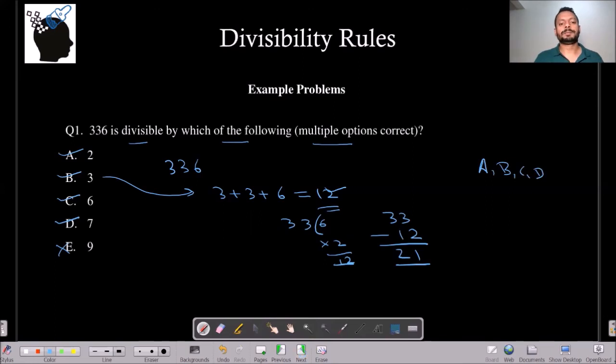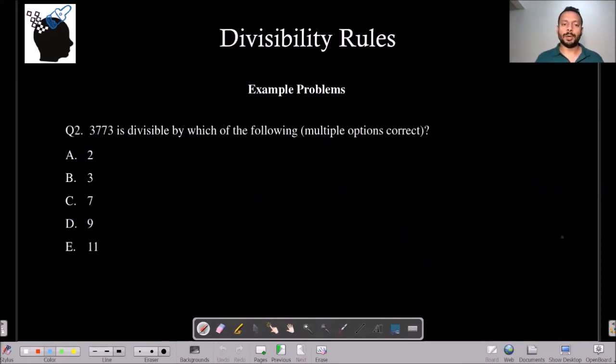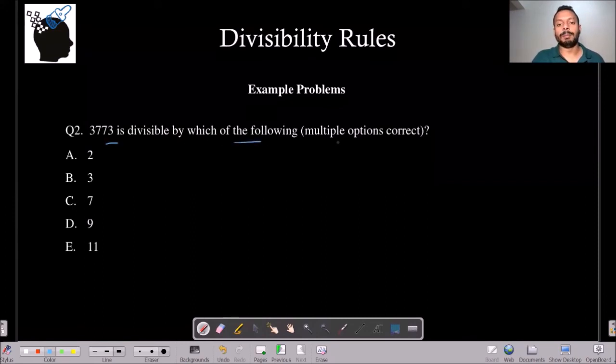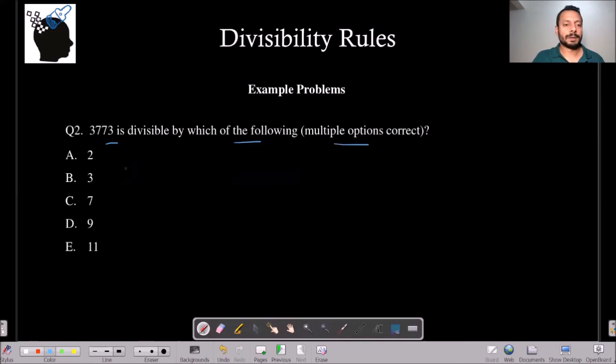Let's try one more. Again, you can pause the video and give it a shot and resume the video once you're done solving the problem. Hope you have solved the problem by now. Let's give it a shot. So 3773 is divisible by which of the following, and multiple options are correct. Let's go from the top. So the number is 3773. Since it's an odd number, definitely it is not divisible by 2.